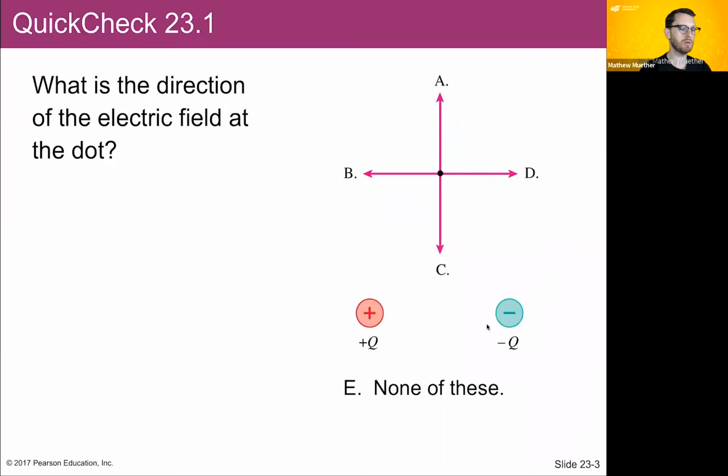So I have these two charges, a positive charge and a negative charge, and I want to know what direction does the electric field point at this point in space away from these objects. So let me go ahead and launch the poll.